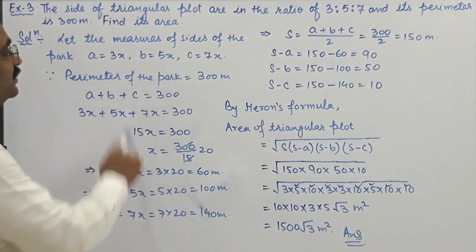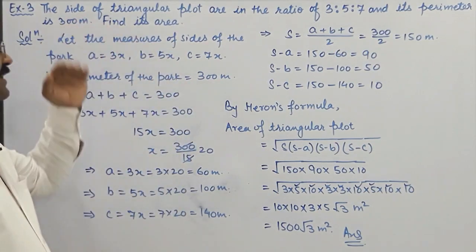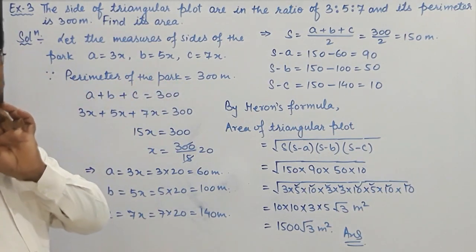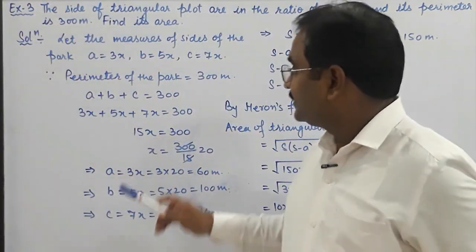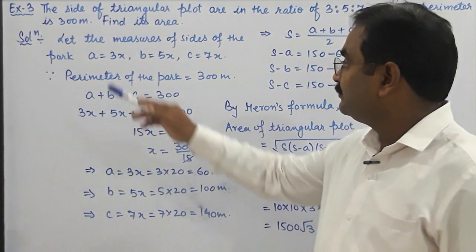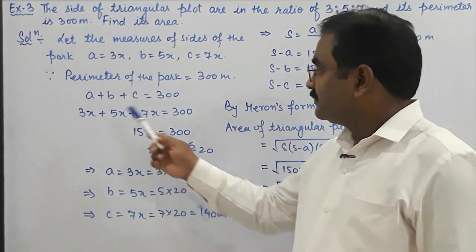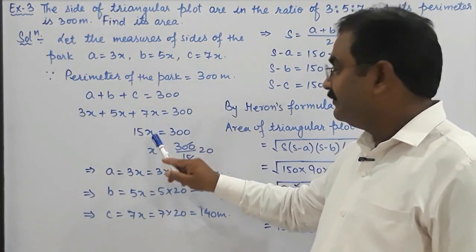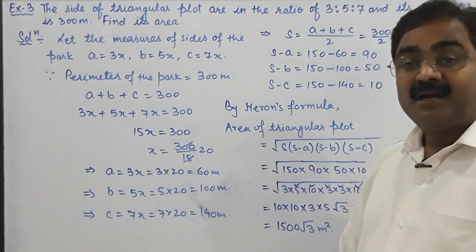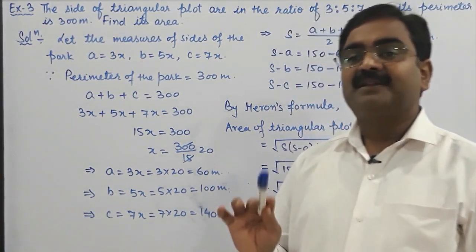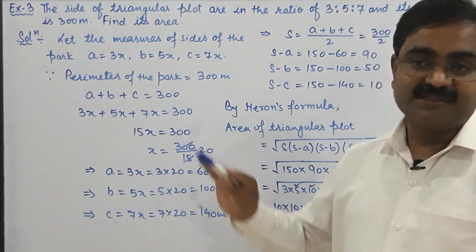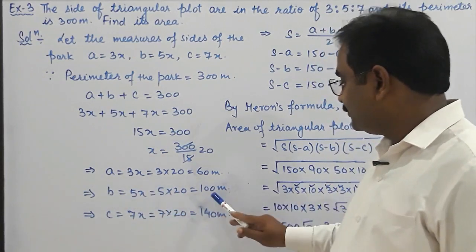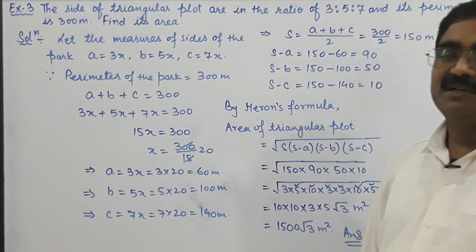After that we need to find out the perimeter. Perimeter is given as 300 meter in the question. Perimeter means a plus b plus c, the sum of all three sides, and a plus b plus c is equal to 300 as given in the question. Substituting these values, a is equal to 3x, b is equal to 5x and c is equal to 7x, we got the value of x which is 20. After getting the value of x, we can easily get the measure of all three sides of this triangular plot. So a we got 60, b is equal to 100 meter and c is equal to 140 meter.